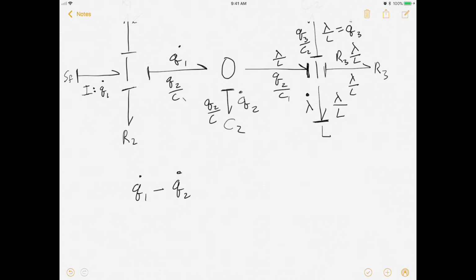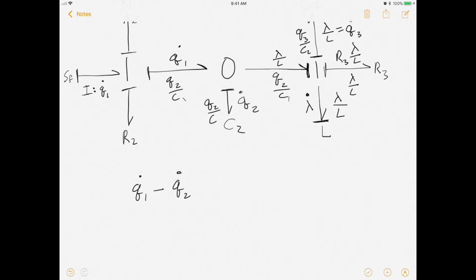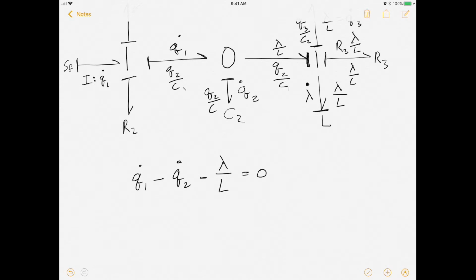Why am I summing the Q1s and not the Q2s? Well, you'll see if you sum these values, you'll just get 0. And why is that? Everything has a common effort within a zero junction, so you have to sum the flows to get your value. So we have Q1 dot minus Q2 dot minus this flux linkage over the inductance is equal to 0. And that's pretty cool.